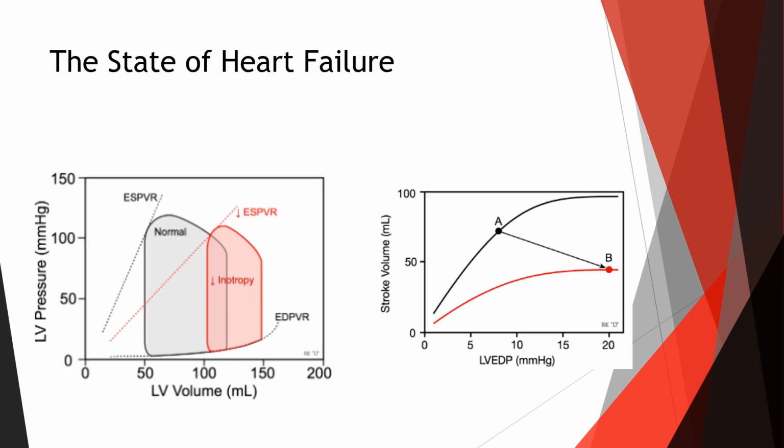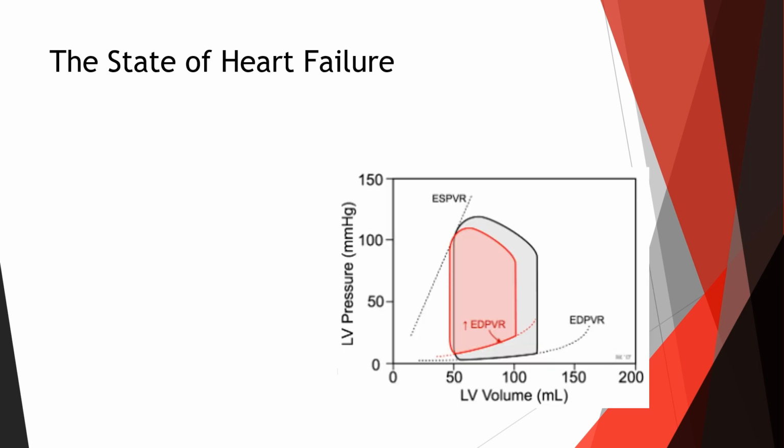So as can be seen in here, you have a demonstration of a change in end systolic pressure volume relationship with a decrease in inotropy on the left as compared to a gray normal. On the right, there's a difference in point A to B, which, as you know, is comparing stroke volume to left ventricular end diastolic pressure as seen on Frank-Starling curve.